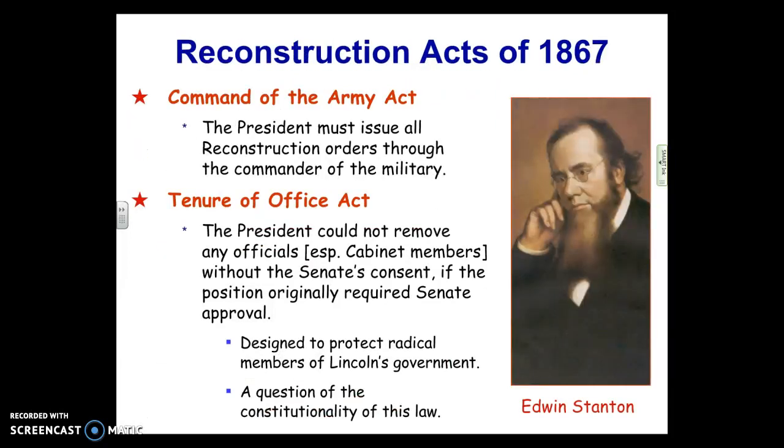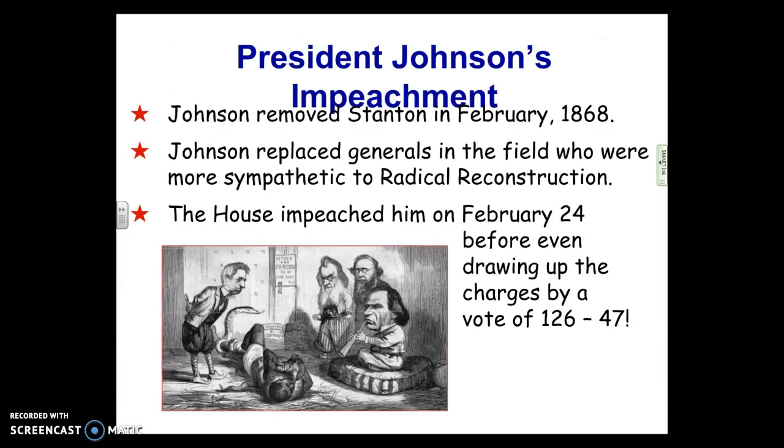So Edwin Stanton is the commander of the military. He's the Secretary of War, and was kind of the person that a lot of stuff was flowing through. Well, Johnson fires him in February of 1868. He then went and replaced all the generals in the field, in his right, he says, as commander-in-chief, with those who were more sympathetic to Radical Reconstruction, right? He replaced those Republican generals with more Democrats or more moderate-leaning type people. And so by breaking this law, it said that he violated that term of high crimes and misdemeanors, and then the House impeached him, honestly, before they even wrote charges up.